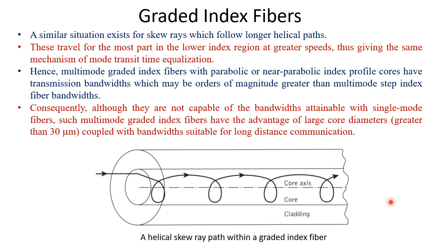Hence, multimode graded index fibers with parabolic or near parabolic index profile cores have transmission bandwidths which may be an order of magnitude greater than multimode step index fiber bandwidths. Consequently, although they are not capable of the bandwidths attainable with single mode fibers, such multimode graded index fibers have the advantage of large core diameter, maybe greater than 30 micrometer, coupled with bandwidth suitable for long distance communication. So this is the advantage of graded index fibers.